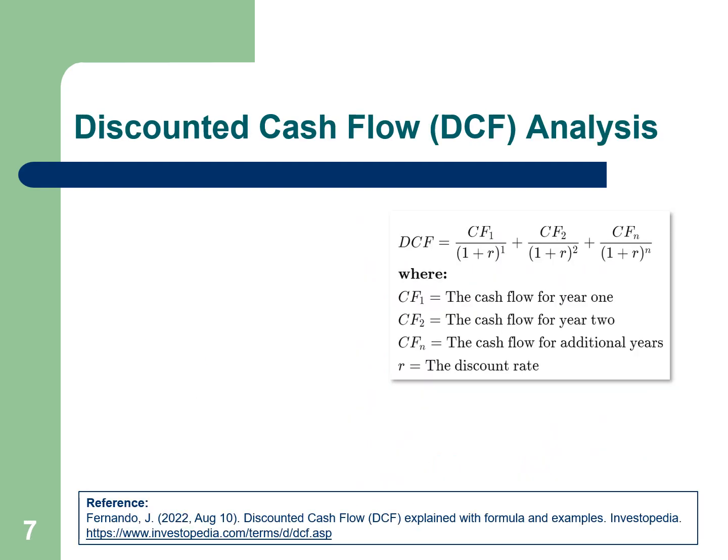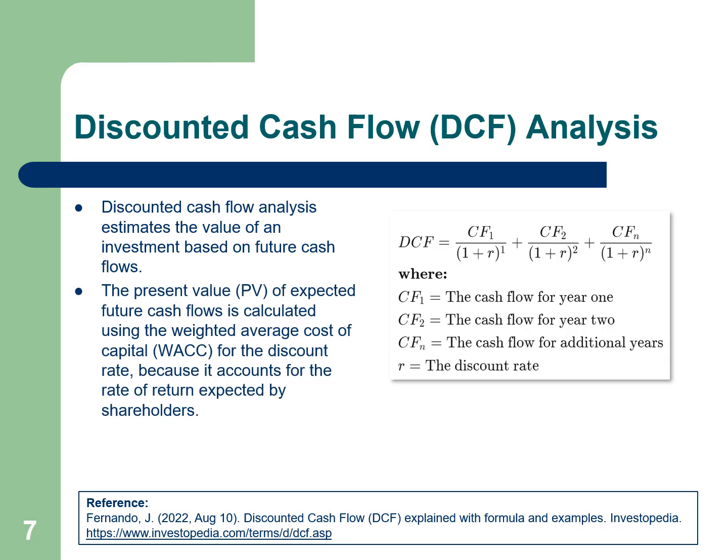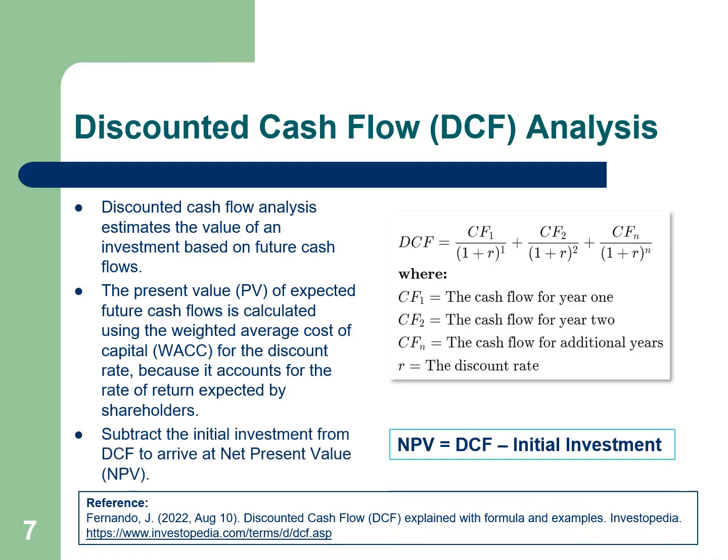Let's start with the discounted cash flow model. This method estimates the value of an investment based on its future cash flows. Essentially, you calculate the present value of expected future cash flows using the weighted average cost of capital, or WACC, as the discount rate. From there, subtract the initial investment to get the net present value, or NPV.